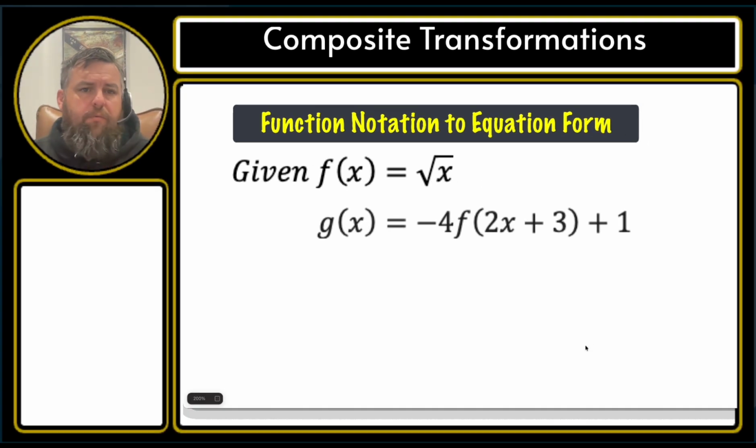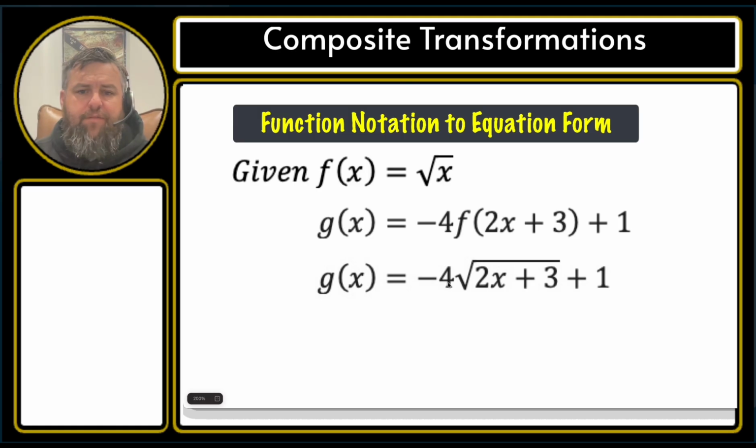Another thing we are going to be working on is taking function notation into equation form. For example, given f of x equals the square root of x, g of x equals negative 4 times f of 2x plus 3 plus 1. We want to be able to take it and write it in equation form. This is called function notation form. So equation form will look like the following.